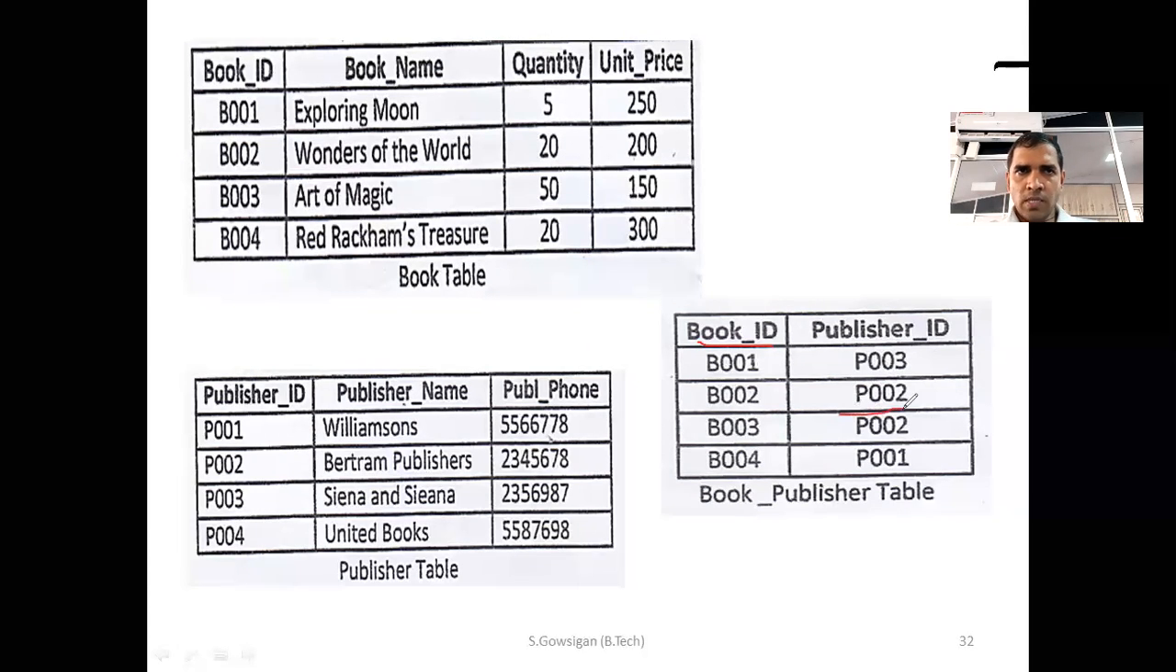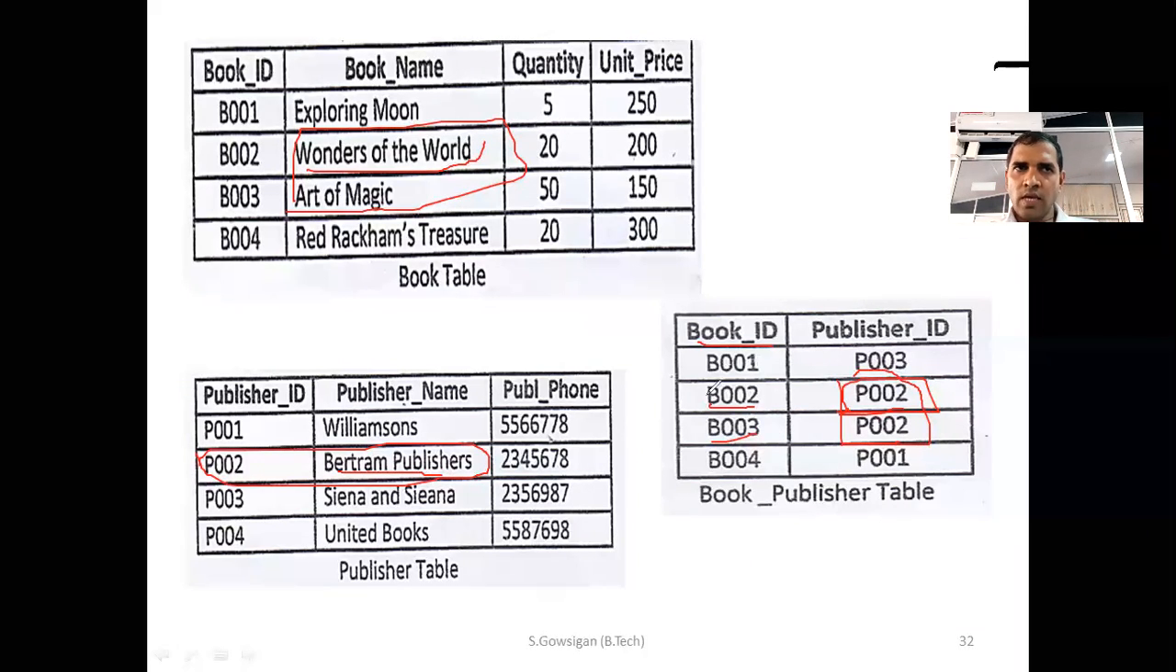Now look here, P002 is repeated twice, right? Why? P002, which means Bertram Publishers, published two books. What are the books published? B002, look here, Wonders of World, and B003, Art of Magic. These two books were published by P002, which means Bertram Publishers, right? Okay.